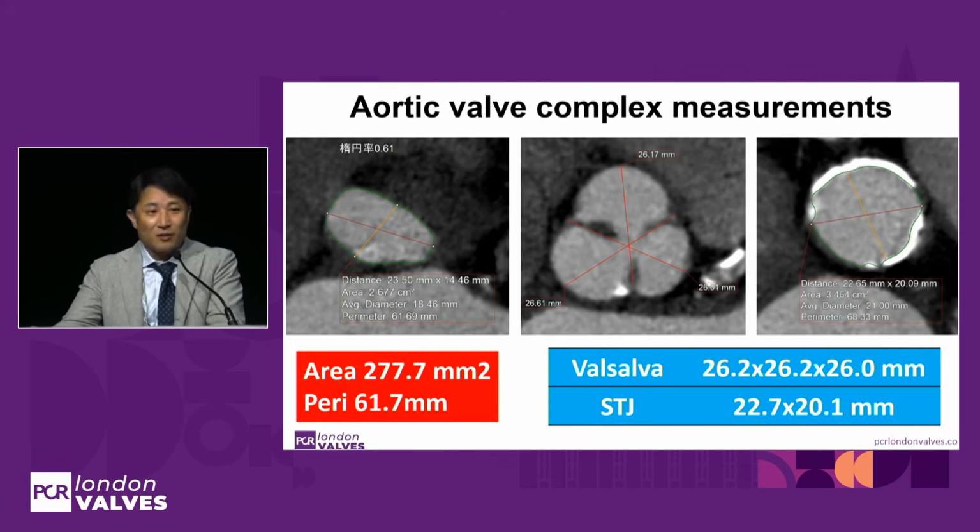Here is the aortic valve complex measurement by CT scanning. It's quite small. The calculated annulus area is 277, which means it is limited even for any kind of THV. The perimeter is 61.7, and the sinus of Valsalva and ST junction are also quite small: Valsalva is 26, and the ST junction is 22 and 20.